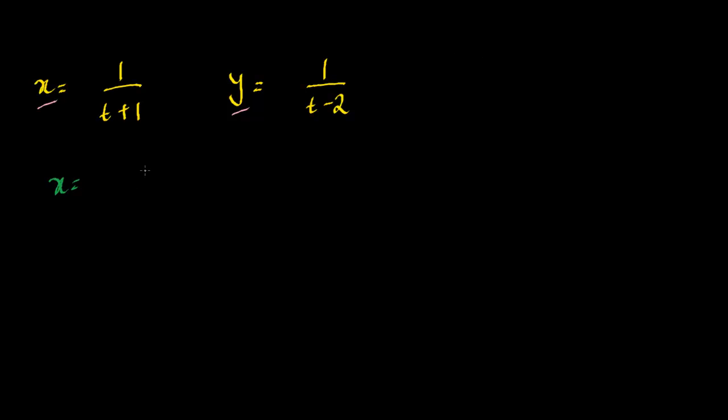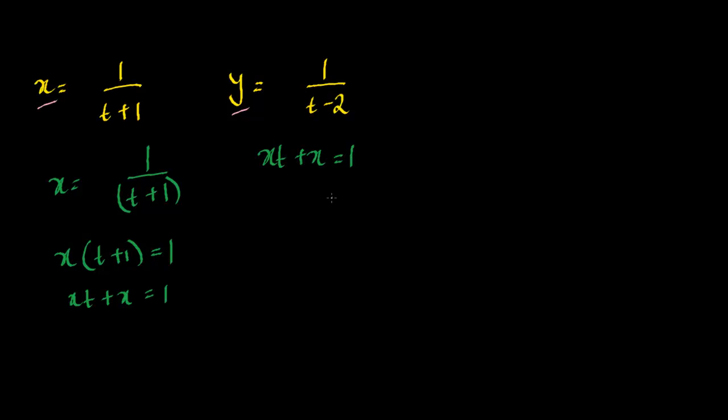So x is equal to 1 over (t plus 1), right? So x times (t plus 1) is equal to 1. Alright, so xt plus x is equal to 1. Now simply, what we do here is this. We continue the equation. So xt plus x is equal to 1.